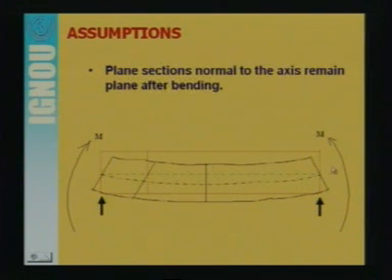So, in the black color beam here, which is the shape of the beam after bending, we see this end plane is now inclined, but if you look at another plane, the assumption is that these two planes remain parallel. So, there is no distortion in the plane section. Plane sections normal to the axis remain plane after bending. This is one assumption to simplify our analysis and design of the structures.